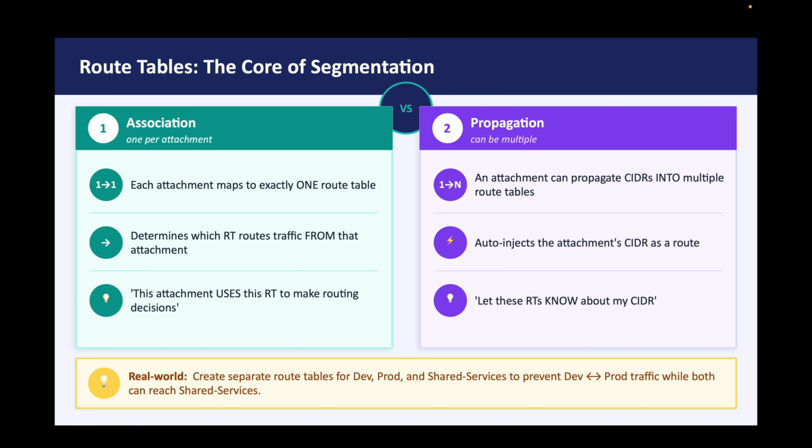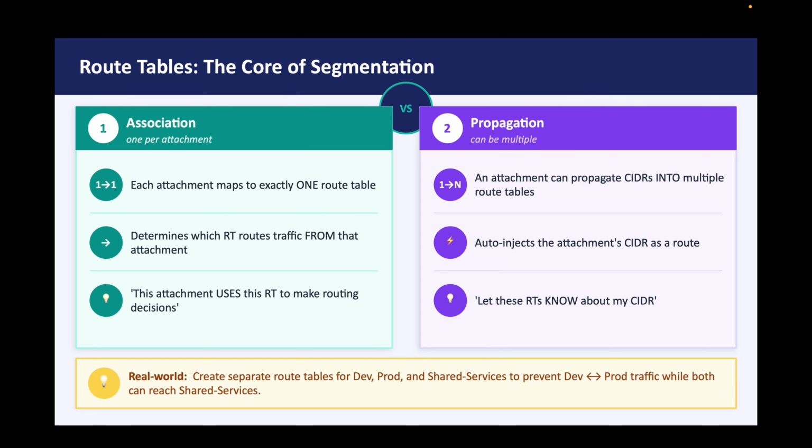Real world tip, I have given the tip over here. The last point is the real world pattern. Dev VPC, prod VPC, shared VPC. So we have different VPCs. To prevent them from reaching each other, we have to separate the route tables. Both can reach DNS and monitoring, but neither can reach each other's database services.